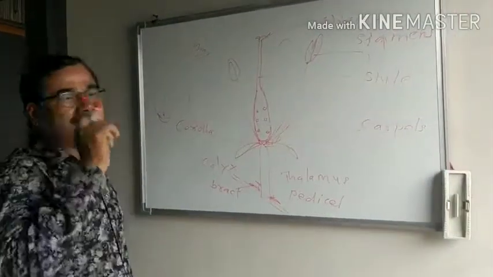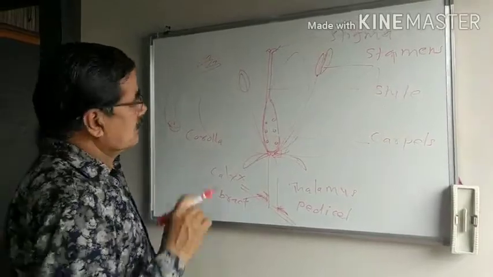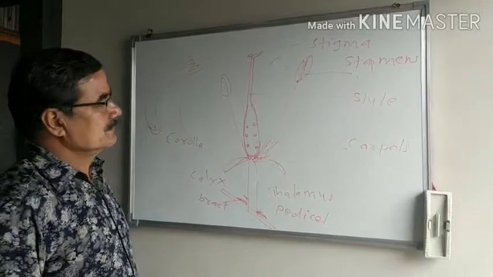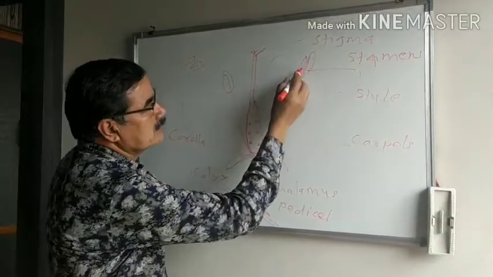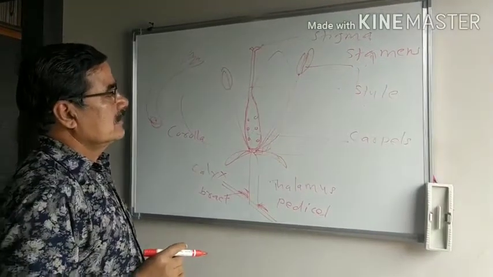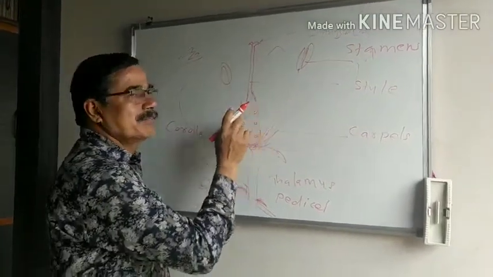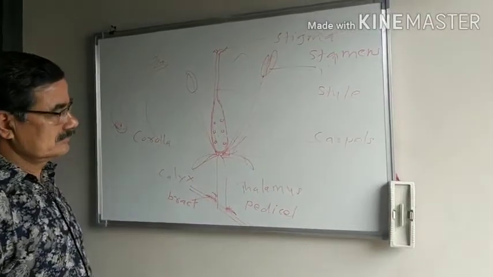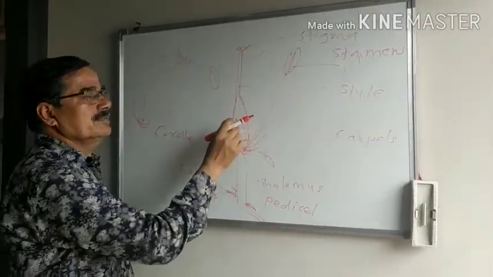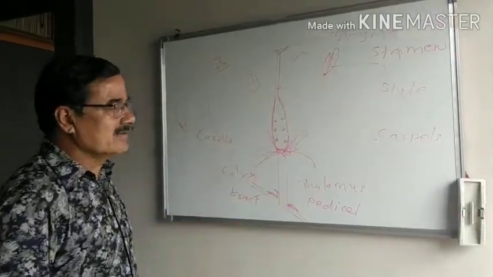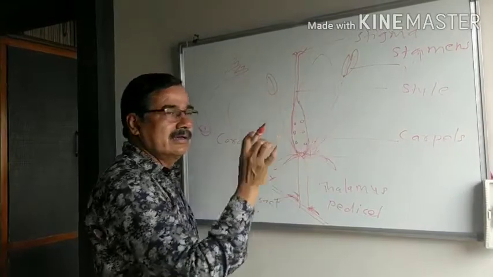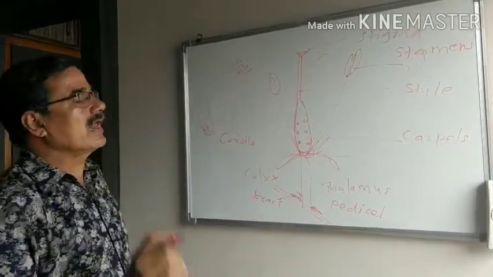Here, perfect flower. On the basis of the androecium and gynoecium, when both essential whorls are present, the flowers are known as perfect flowers. When androecium or gynoecium is absent in a flower, then the flower is known as an imperfect flower.